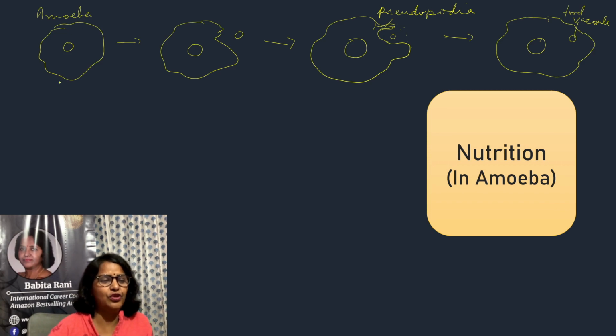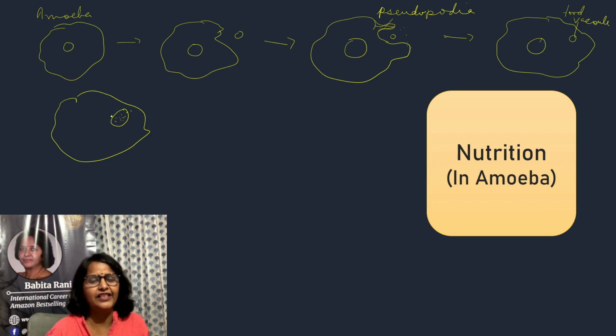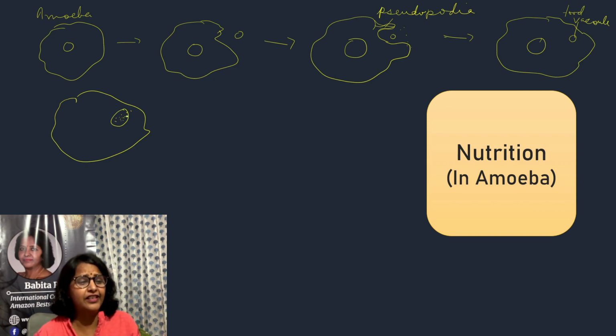After food enters into the body, the food vacuole will receive the digestive enzymes. Digestive enzymes come inside and start digesting the food that has entered. This process is known as digestion. After it is digested, it will start absorbing the food into its body. That is known as absorption, and it is distributed to different parts of the body wherever required, which is assimilation. Whatever is left after that is thrown out of the body, which is known as egestion.